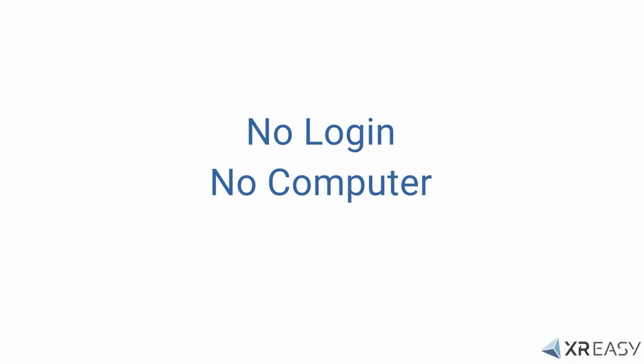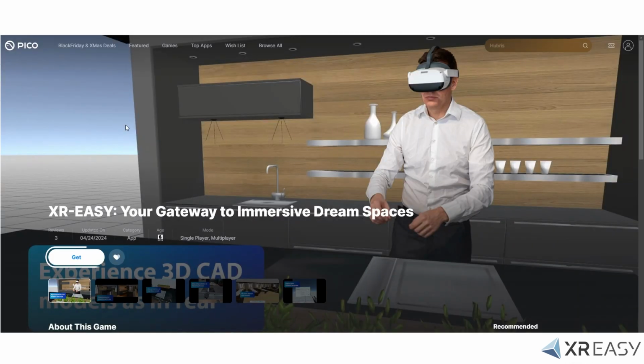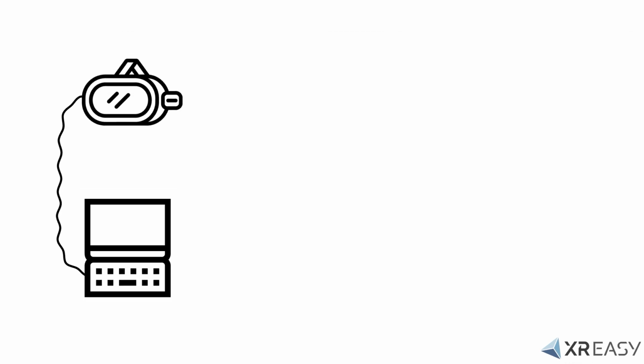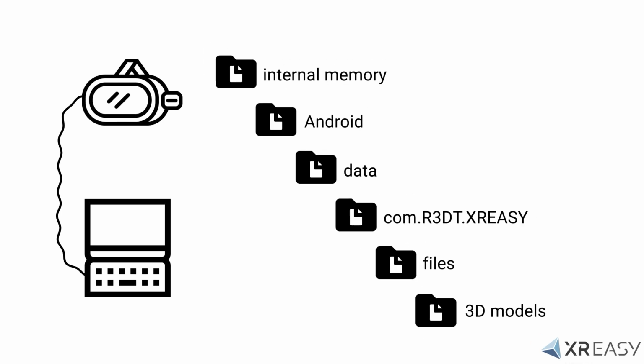XR Easy Viewer requires no login, no PC, no cloud. Just install the app. In order to import your own 3D models from your computer, place a copy of your model in the 3D Models folder on your headset in an OBJ, GLTF, or GLB format.